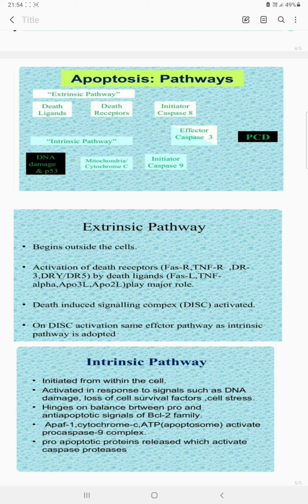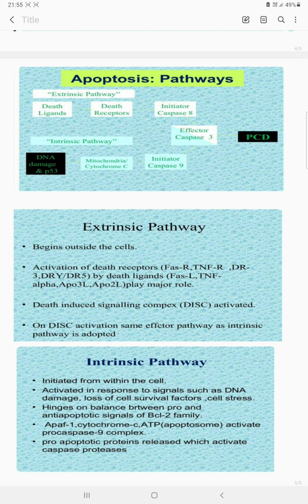Activation of the death receptors FAS-R, TNF-R, DR3, DR4, or DR5 by the death ligands FAS-L, TNF alpha, apoptosis 3 ligand, and APO2L plays the major role in the extrinsic pathway. The death-inducing signaling complex, DISC, is activated in the extrinsic pathway. On DISC activation, some effector pathways, as in the intrinsic pathway, are adopted.